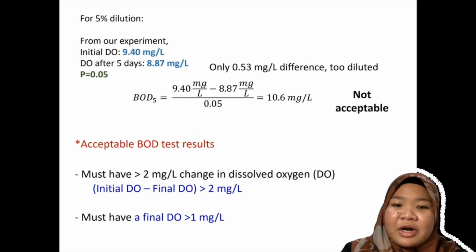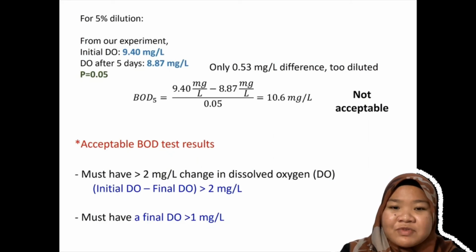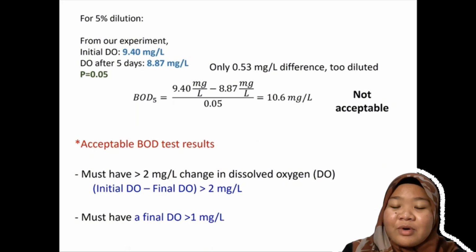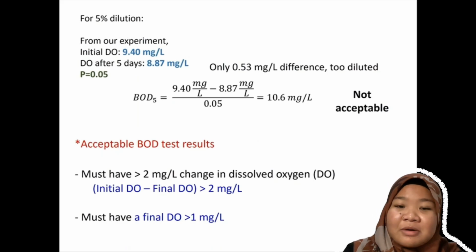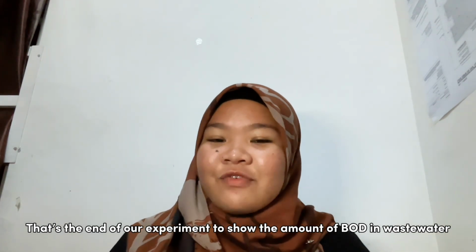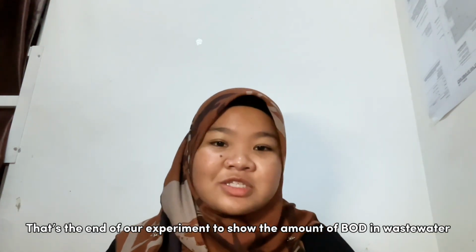Our results are not acceptable because it's too diluted. The difference is only 0.53 mg/L. This is because the dilution solution is too diluted and we added too much of the dilution solution. So, for the next time, we need to decrease the dilution amount in the test. That is the end of our experiment to show the amount of BOD in the wastewater.